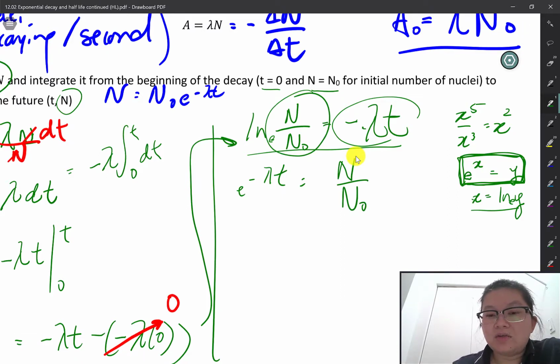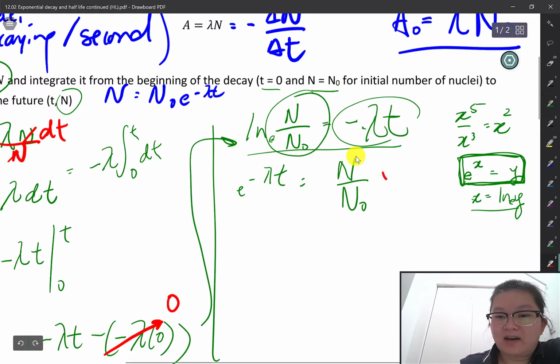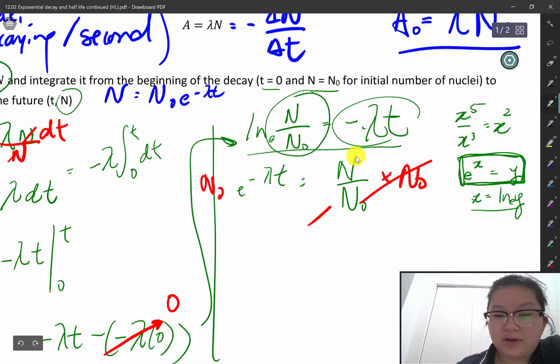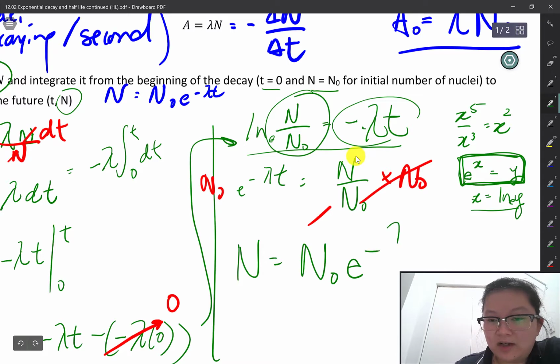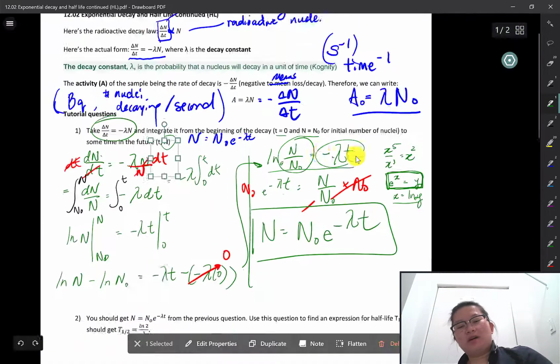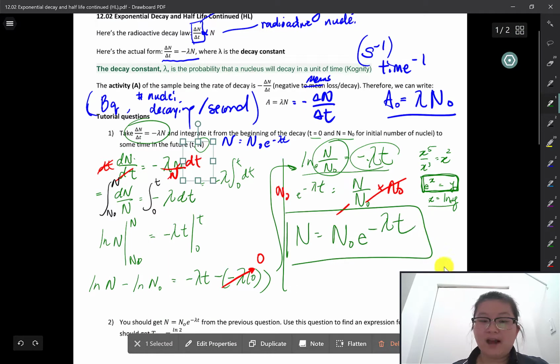So if I just multiply n naught to the other side, then I am going to get, finally, and I'm going to put n on this side, so I'm going to reverse the equation a little bit, n equals n naught e to the power of negative lambda t. And there we go. This is the relationship that we find in our data booklet, and which we're going to always use. And from this, we can incorporate activity and other nice things as well.